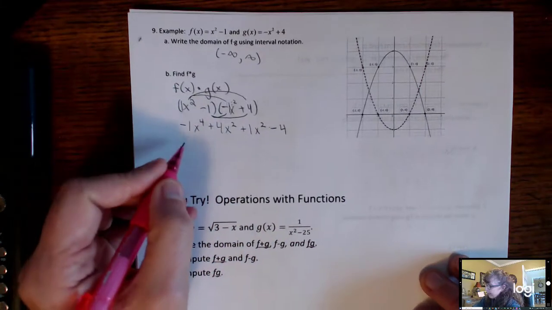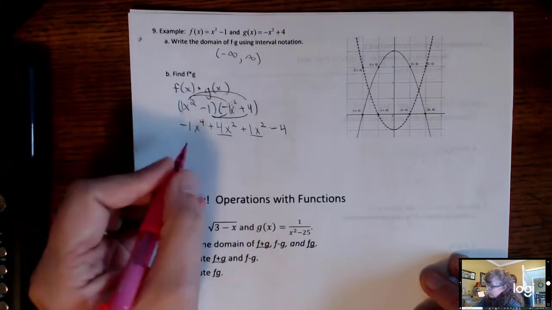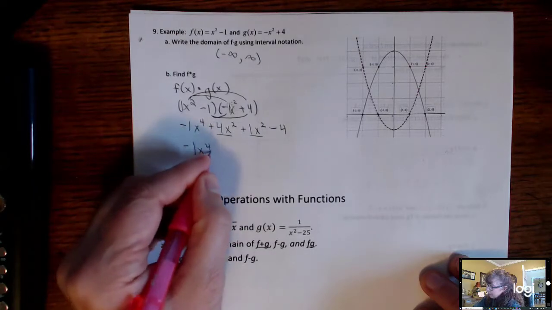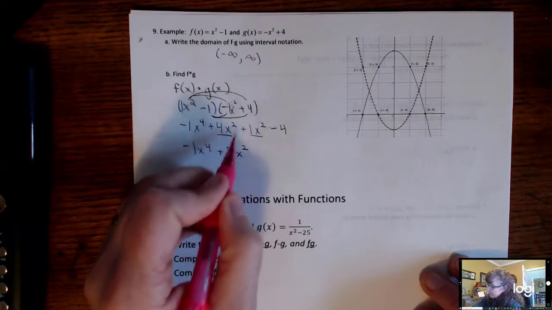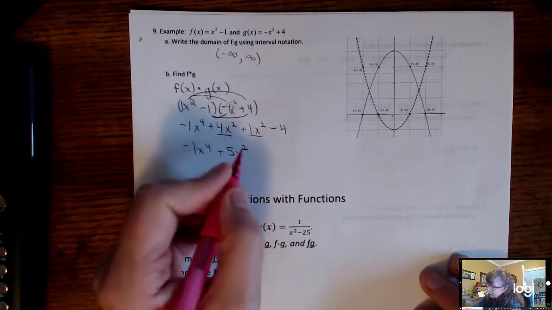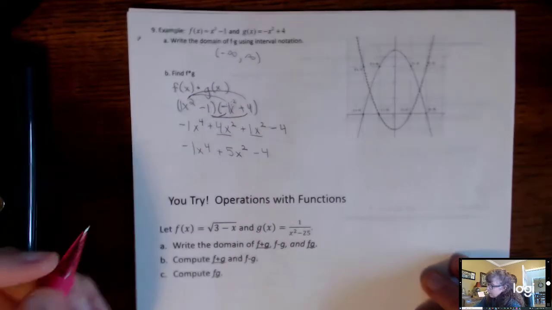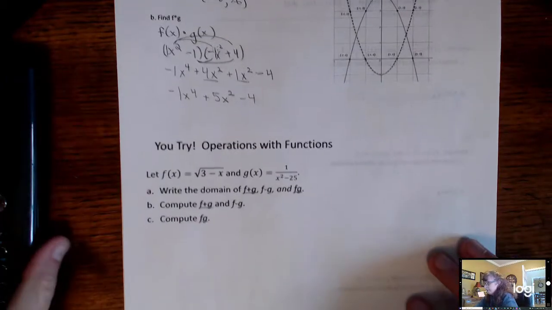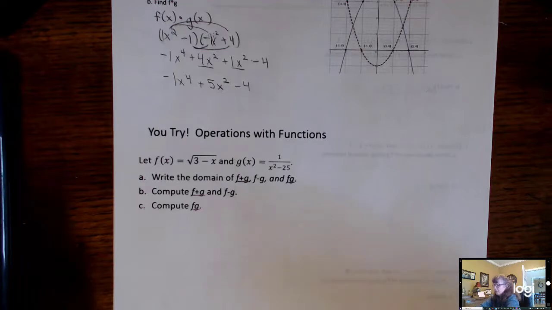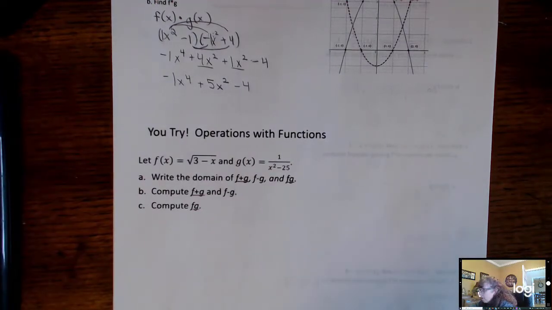Okay, so now I'm going to add like terms, and this time there are like terms. So negative 1 x to the 4th plus 5x squared. Don't add the exponents when you're adding, just add the coefficients. So there is our function. All right, the last one, it says you try. So pause the video and try it out. Even if it looks hard, give it a try and then come back.